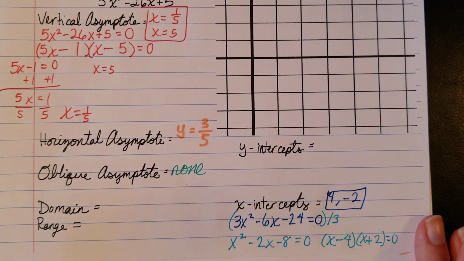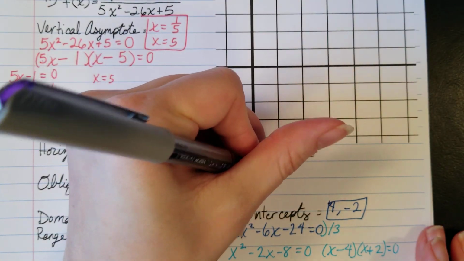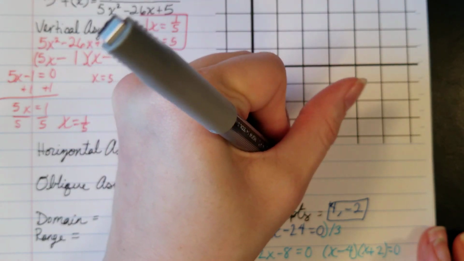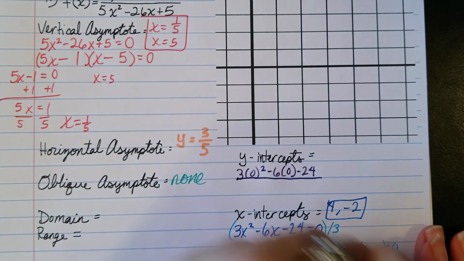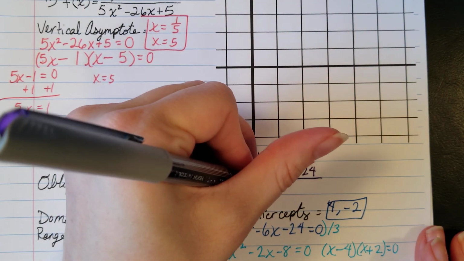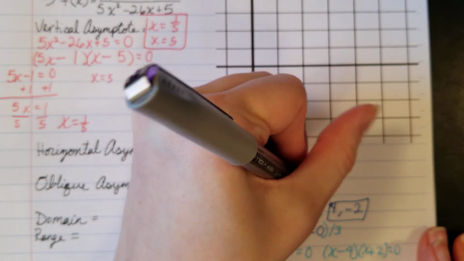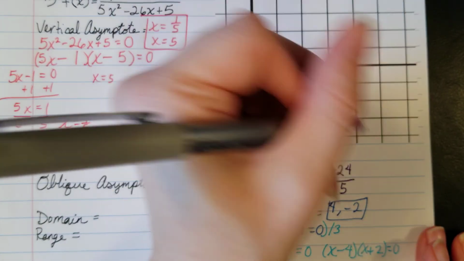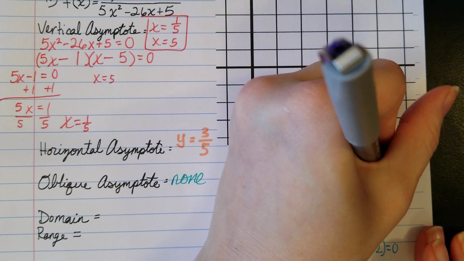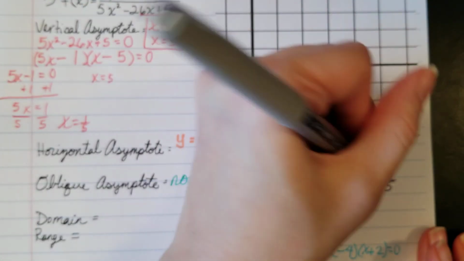All right, and then for y-intercept, we would plug in 0 for all the x's. So that's going to be 3 times 0 squared minus 6 times 0 minus 24 over 5 times 0 squared minus 26 times 0 plus 5. So that's negative 24 over 5. So that equals negative 4 4/5. Okay.